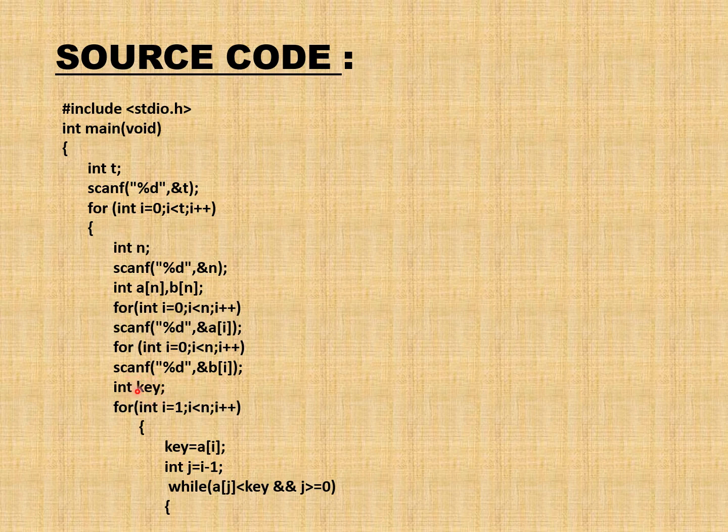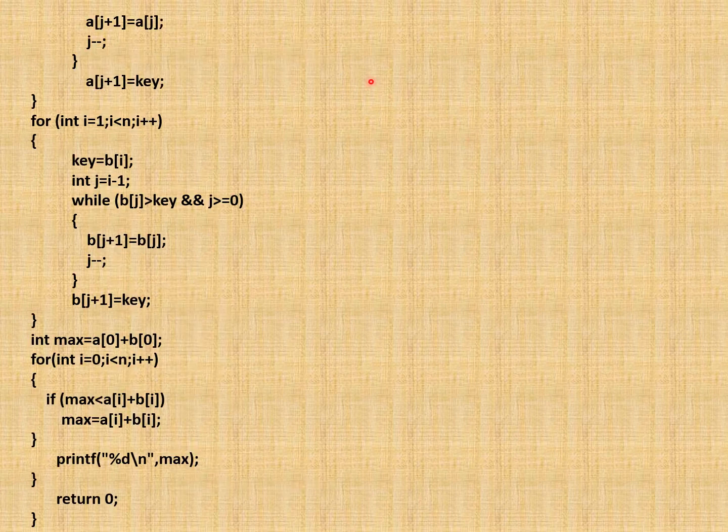We are declaring key also as an int. For int i equals 1, i less than n, i plus plus, key equals a[i], int j equals i minus 1, while a[j] greater than key and j greater than or equals to 0, a[j+1] equals a[j], j minus minus, and a[j+1] equals key. For int i equals 1, i less than n, i plus plus, key equals b[i], int j equals i minus 1, while b[j] greater than key and j greater than or equals to 0, b[j+1] equals b[j], j minus minus, and b[j+1] equals key.